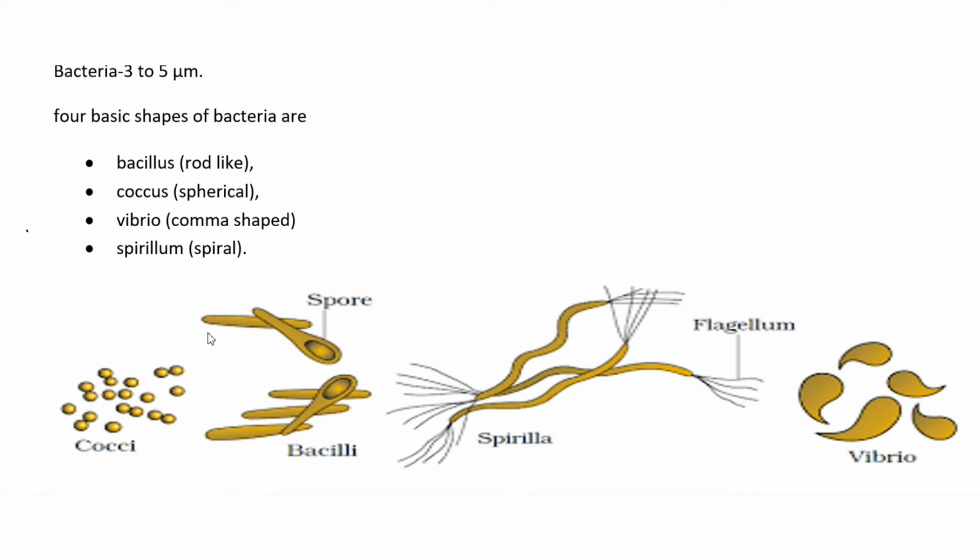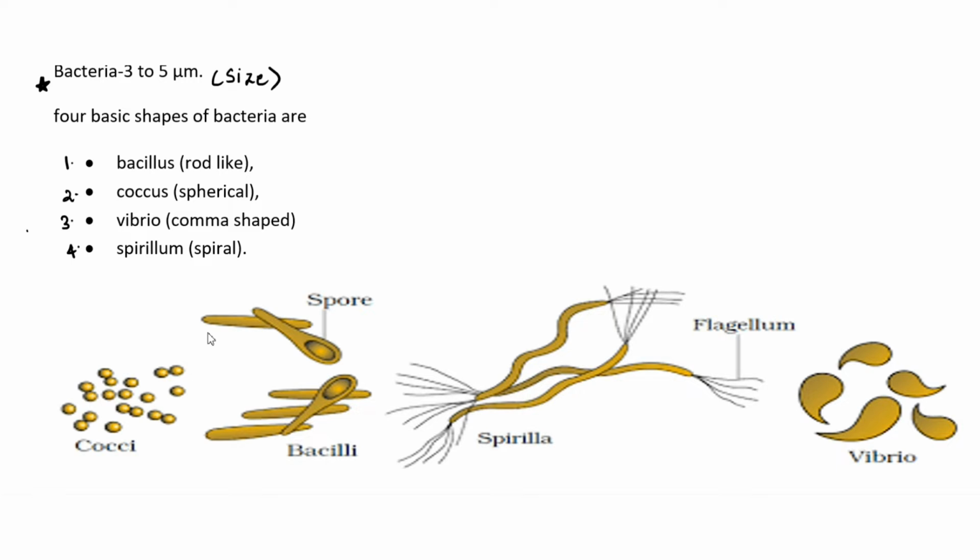Bacteria is 3 to 5 micrometer in size. And we all know, I think you would have studied this in grade 9, the 4 basic shapes of bacteria, that is Bacillus, Coccus, Vibrio and Spirillum. Bacillus, rod shaped, Lactobacillus, the one present in your curd. It is rod shaped. Can you see this picture?